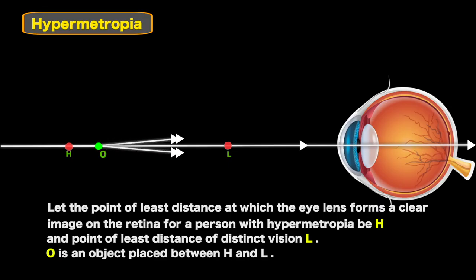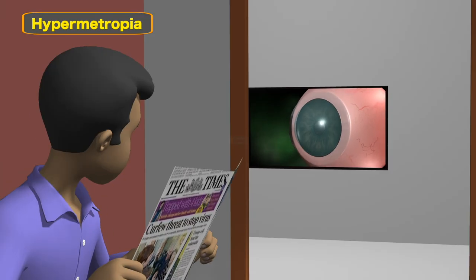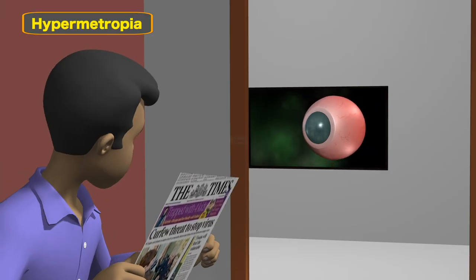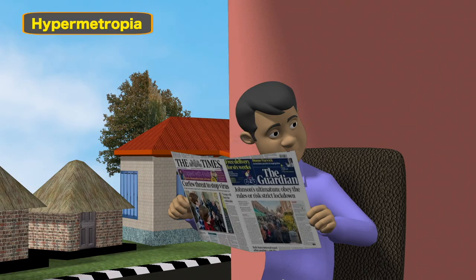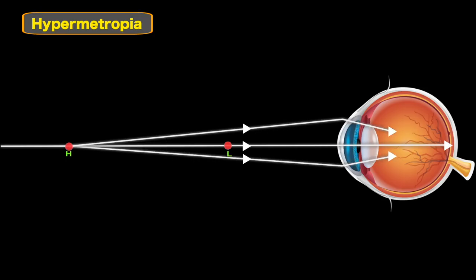The rays coming from a nearby object after refraction at the eye lens form an image beyond the retina. The person is trying to watch a TV. This person is able to see the TV clearly and distinctly because the TV is at the near point H. The rays coming from the near point after refraction at the eye lens form an image on the retina.